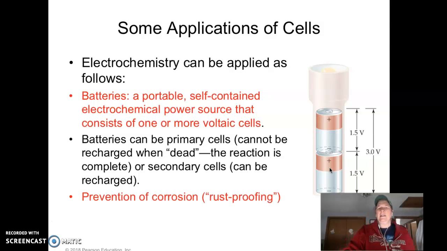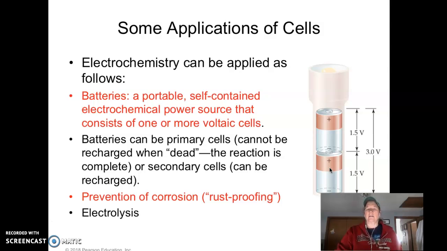Okay, and the other thing that we can use for these cells is to prevent corrosion. We can use rust proofing. Because when you do have this reaction, one's going to wear down and one's going to add to. So we can prevent it by doing some things with our cells.